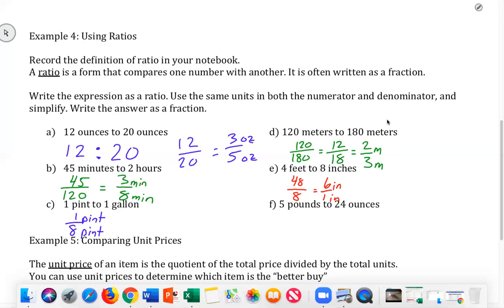Five times 16, Jake, it's 80. So 5 times 16 is 80, so I have 80 ounces over 24 ounces. Now, what's 80 over 20, Jake? So do 80 divided by 20. Math, enter, enter. And what do you got?